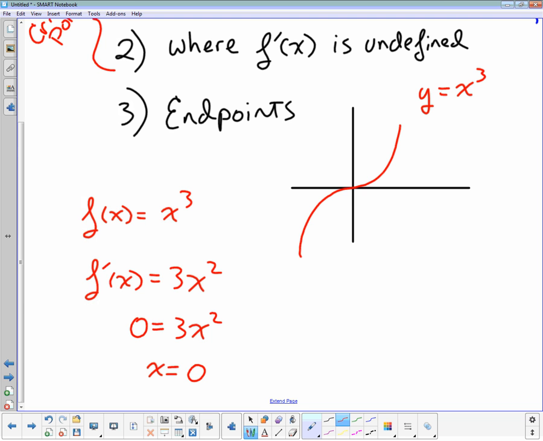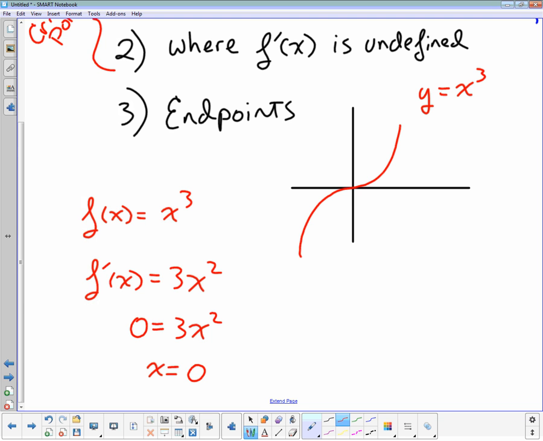And one way that we can check and see if it isn't, we can convince ourselves, even if we didn't have a graph, that isn't a critical point. I'm sorry, that isn't a maximum or a minimum. It's by taking the second derivative.